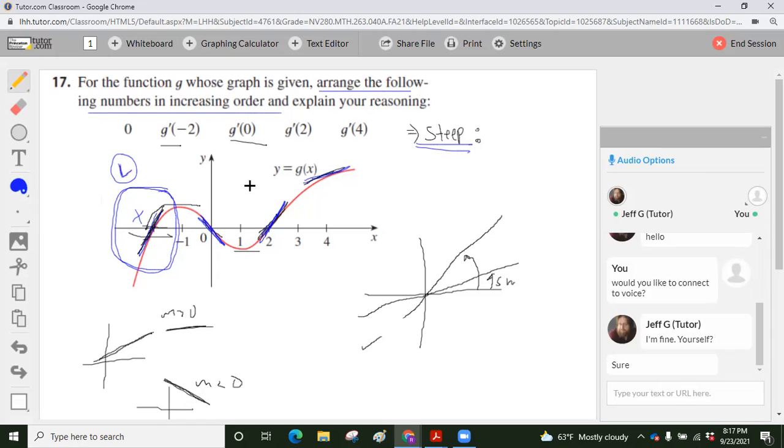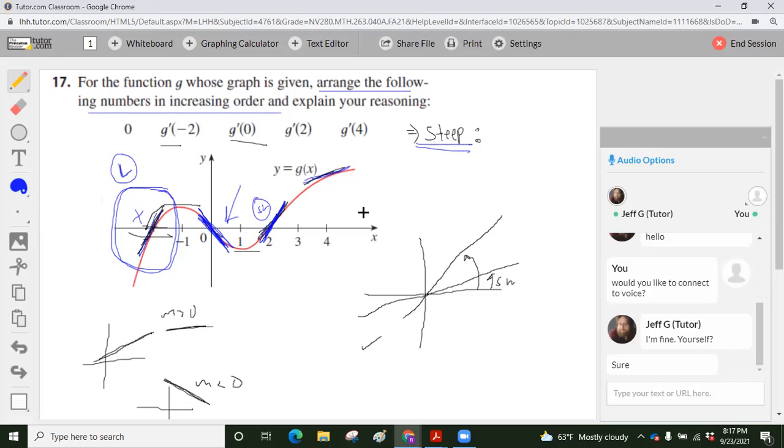Okay. And then I think our other candidate was G prime of 2. Yeah, so this is the second to last. And then here, this is negative, the one at G of 0, but it's steeper than G of 4.